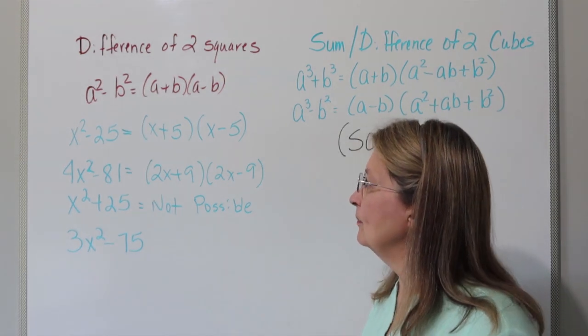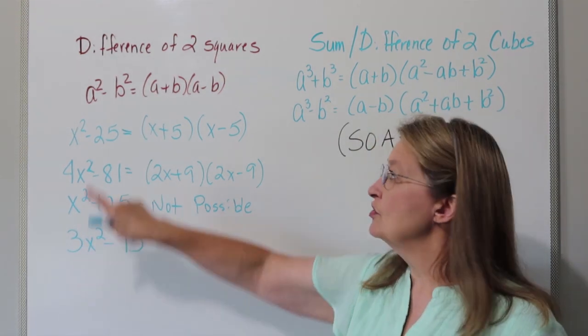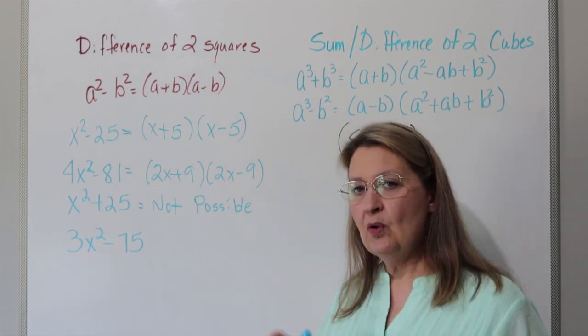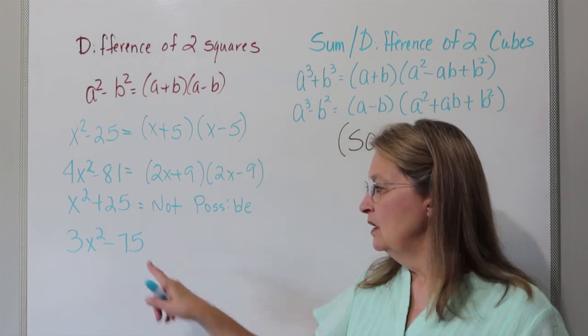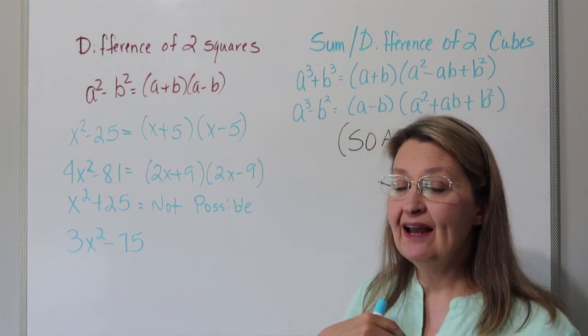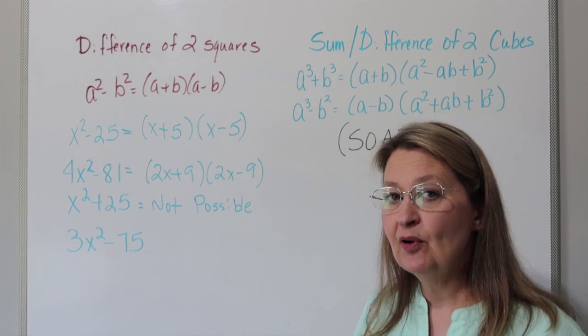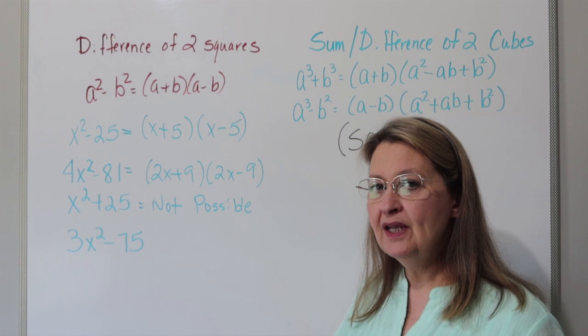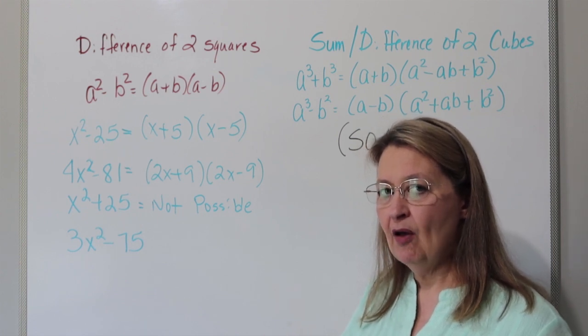Alright, let's look at this one. I have two terms, so I'm looking to see if I have a difference of two squares. Is this a perfect square? Is this a perfect square? No. But I haven't taken out the greatest common factor yet. Remember, that's always step one. I don't care what it looks like. Before you do any analysis, you take out the greatest common factor.